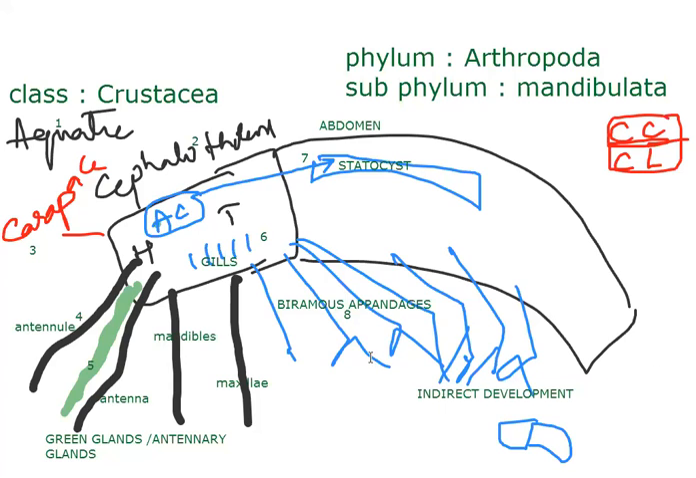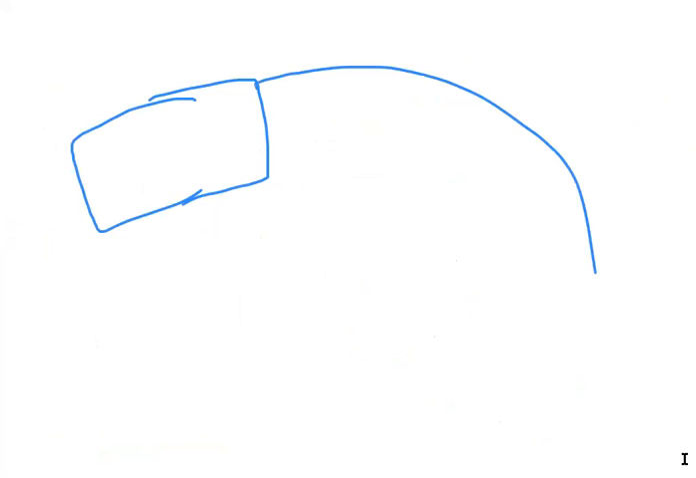Then development is indirect. Number nine, development is indirect, where many larval forms are present. Okay, so shall we try? First of all, what you want to say, just say it with this diagram. What is this?